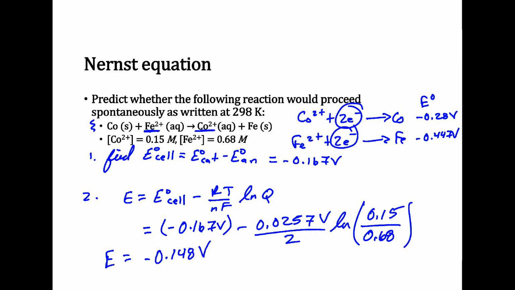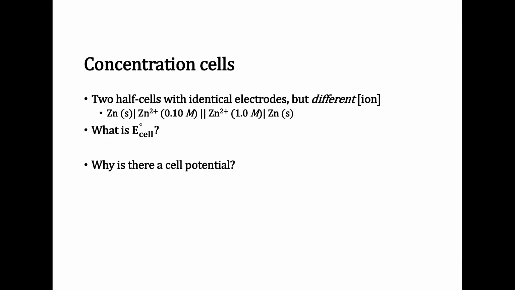So this reaction is not spontaneous, but we can see that the concentration difference is driving this reaction in a spontaneous direction. And finally, we want to look at concentration cells. So what happens if you have the same anode and the same cathode, and the only thing that's different is you have a different ion concentration? So for instance, in this cell, we have zinc at our anode, and then the zinc ions are 0.1 molar. Then at our cathode is still zinc, and Zn2+ is 1 molar.